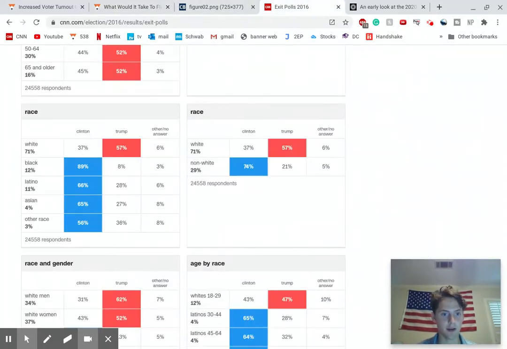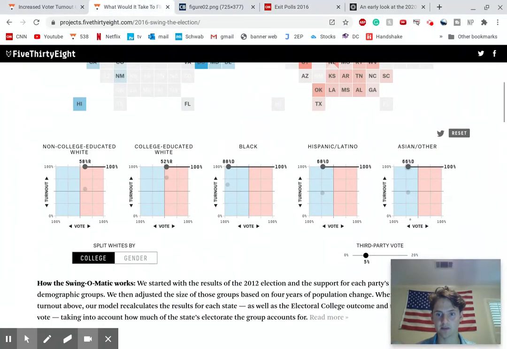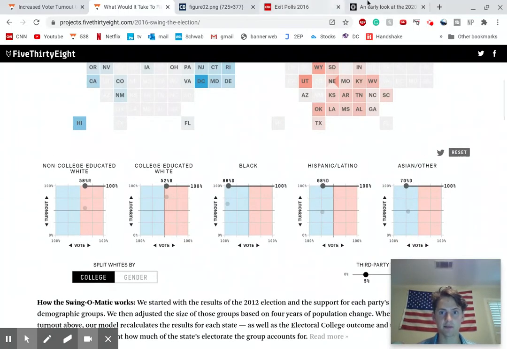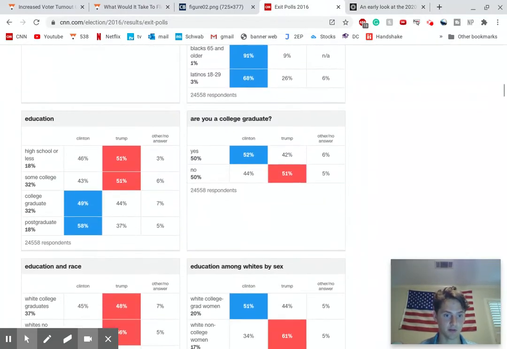And then among Asians, it's like 70 or so. Asian is the smallest voting demographic group in the United States. Now let's get to the interesting part. Non-college educated whites and college educated whites take up the biggest segment of, if we look at the racial demographics of the race, and I'll show you that later.